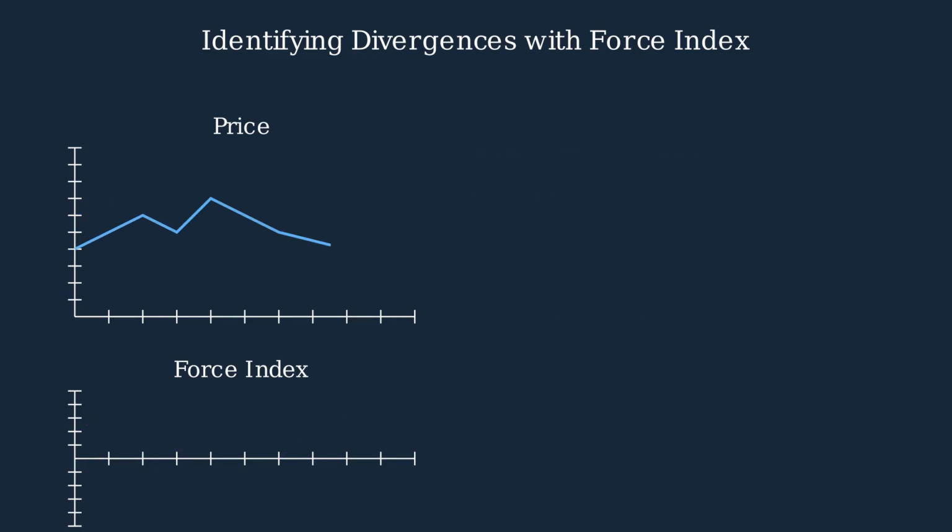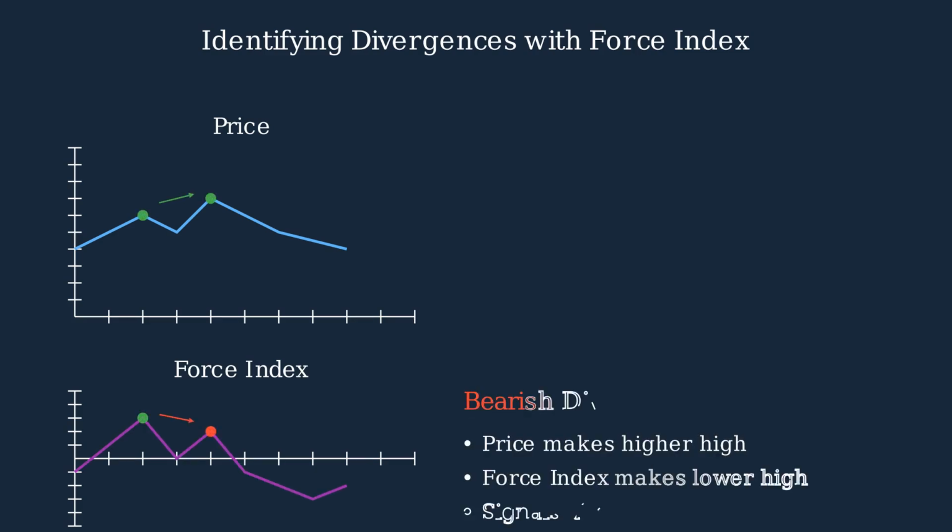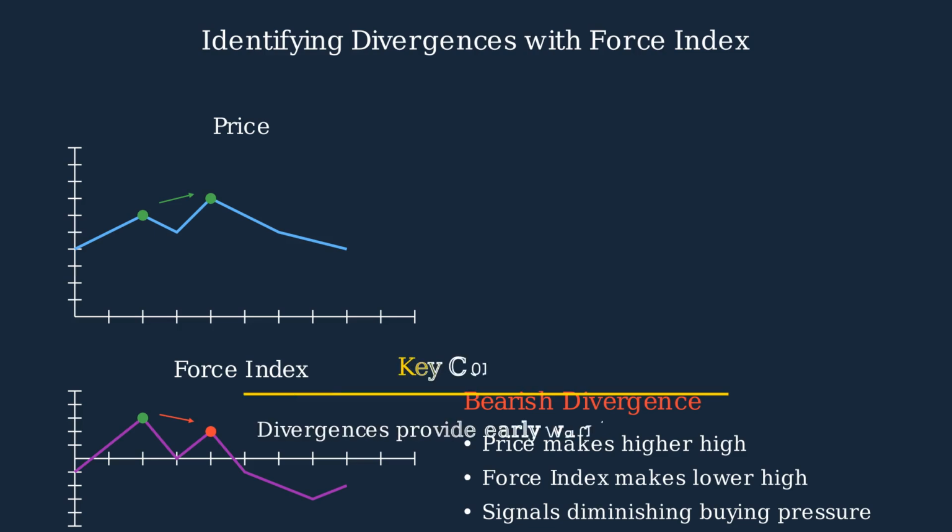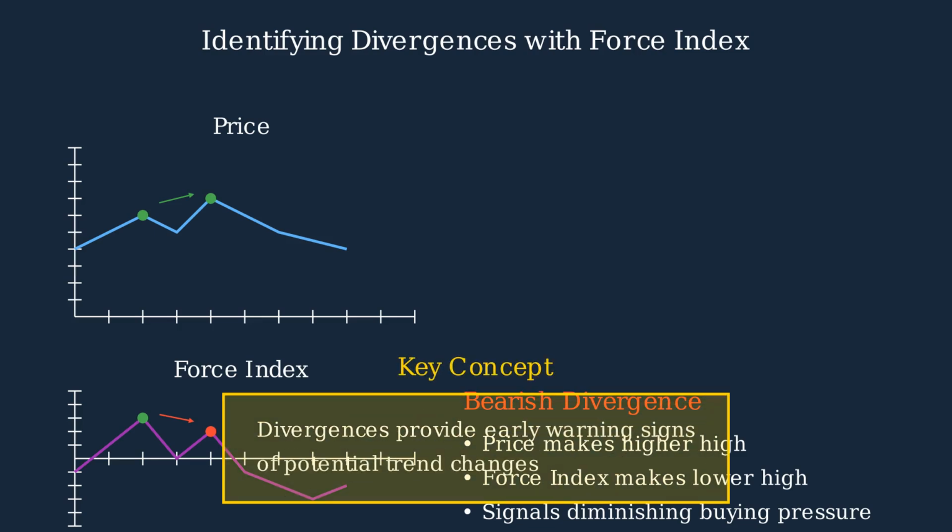Conversely, a bearish divergence happens when price makes a higher high, but the force index makes a lower high. This indicates diminishing buying pressure, as buyers are unable to push the force index to new highs despite higher price points. These divergences between price action and the force index provide early warning signs of potential trend changes, allowing traders to prepare for reversals before they fully develop.